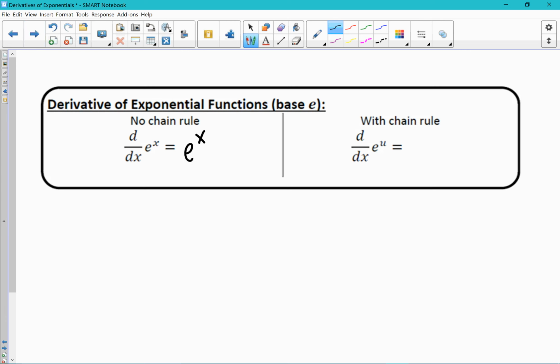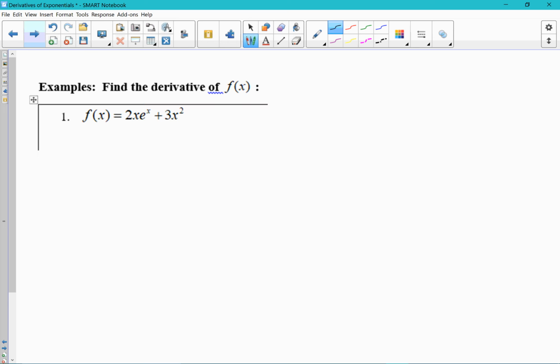By the chain rule, if it's e to the u, and we're taking the derivative with respect to x, remember, it's the same derivative. It is its own derivative, and then times the derivative of u. So e to the u times u prime. e to the x is the only non-zero function that is its own derivative, which is very cool and very important. So let's do a practice problem or two.